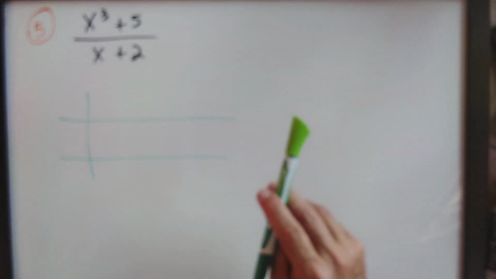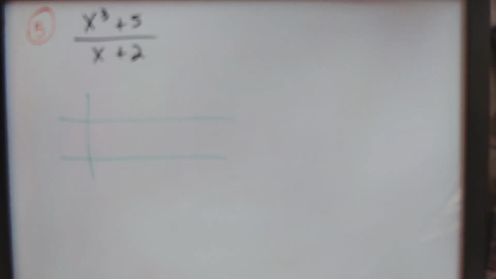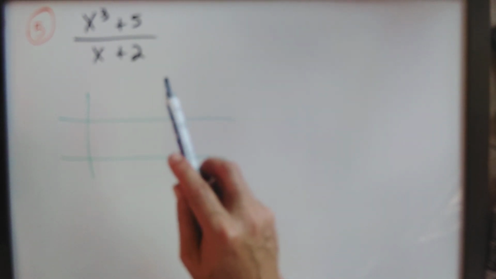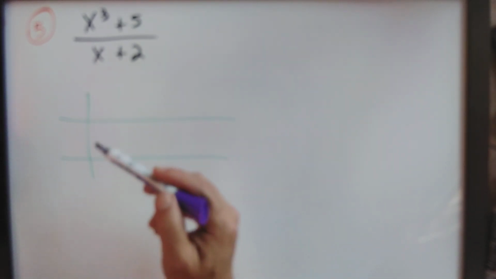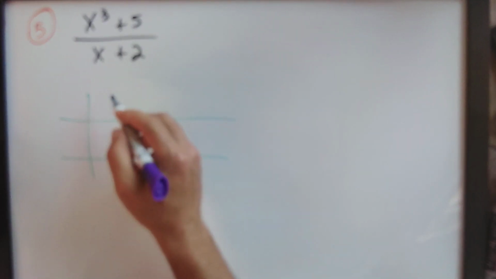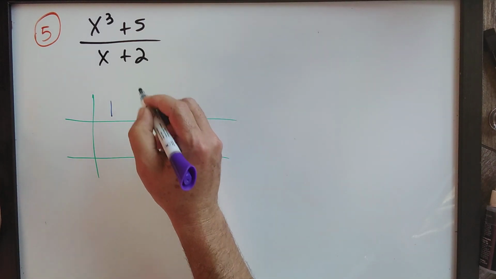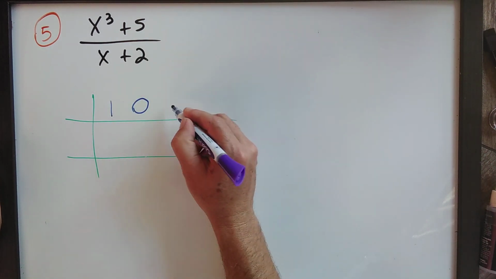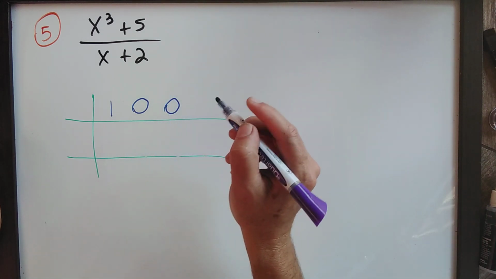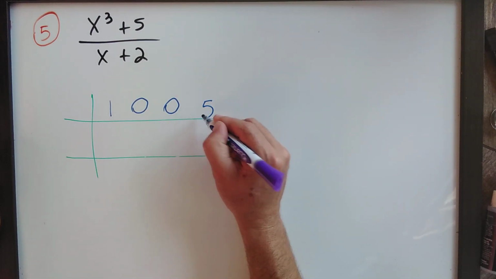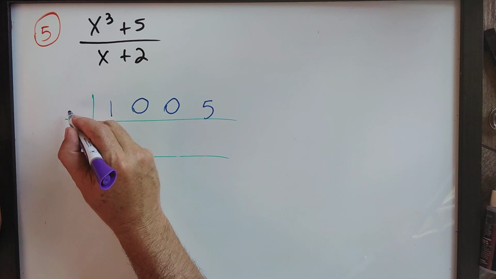So let's look at this example right here. I'm missing the x to the second and the x term. So that means I'm going to start with the 1 coefficient for the x to the third, and then I'm missing x squared and x, and then comes the 5. Opposite of that is -2.